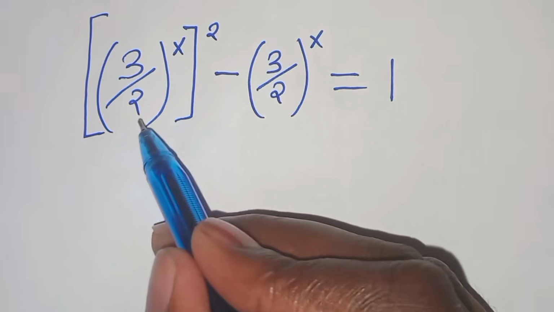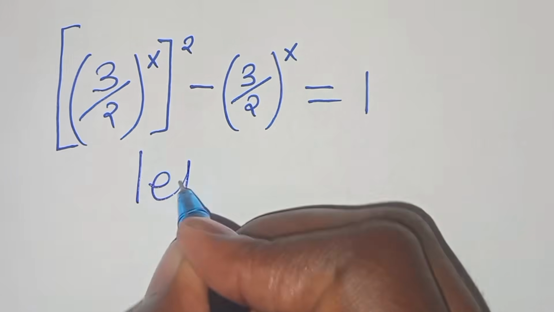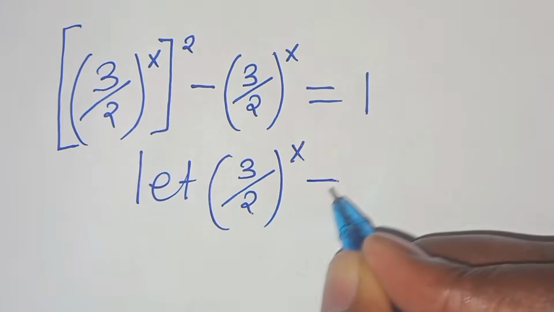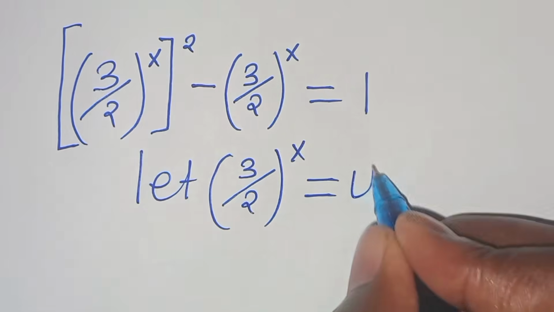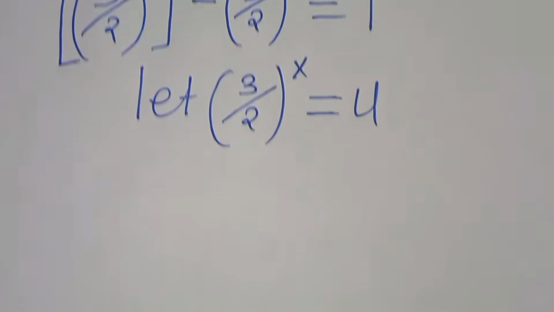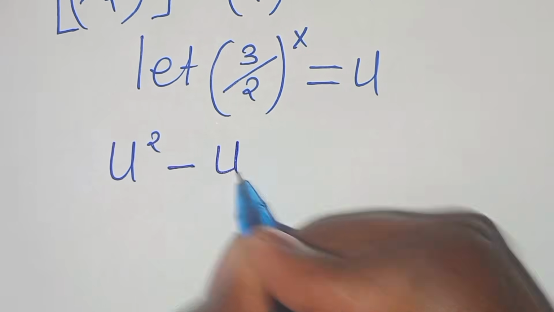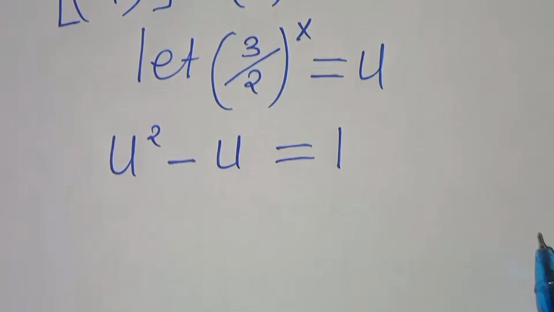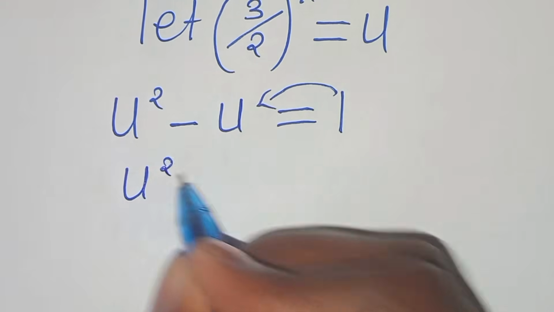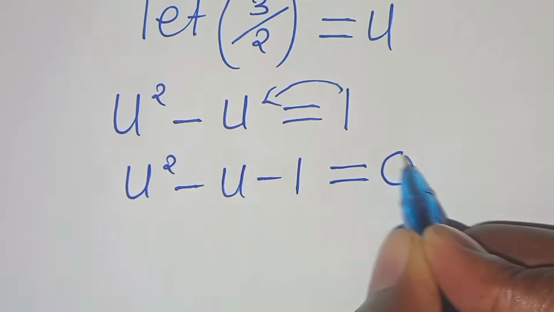Now here we have 3 over 2 to the power of x and 3 over 2 to the power of x. So we can let 3 over 2 raised to the power of x be equal to u. Now let's substitute u where we have 3 over 2 to the power of x. So this is the same thing as u to the power of 2 minus u. This is equal to 1. So let's take 1 on the left hand side. So this is u to the power of 2 minus u minus 1. This is equal to 0.